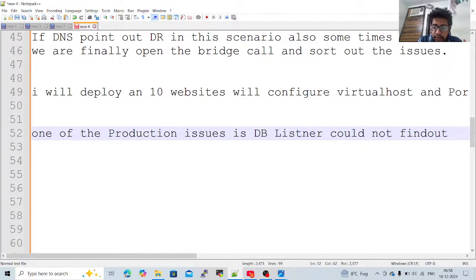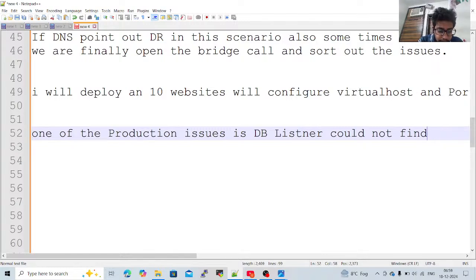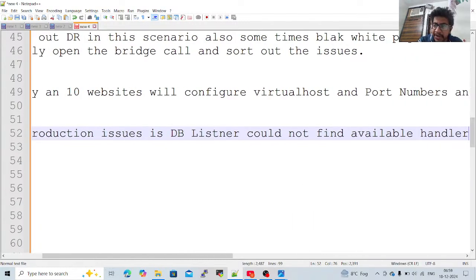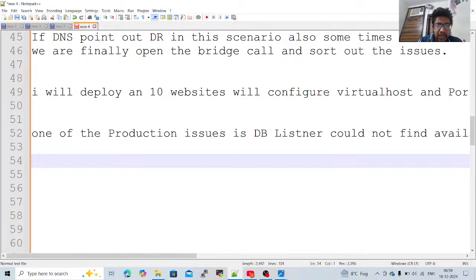Could not find an available handler. Those who are preparing for interviews, these two issues are enough. In a real-time issue, on the 16th of December 2024, we faced two issues from 6 p.m. onwards. Continuously, there was a network mismatch, and the same issues occurred from 6 to 12 p.m. While clicking forgot password, the OTP was also not coming, and it showed errors. Some network mismatch and network glitches happened.